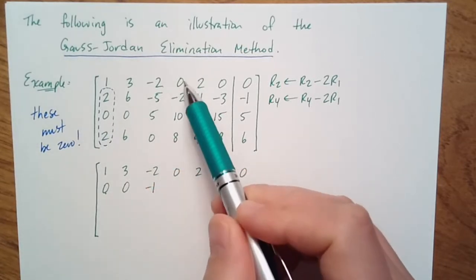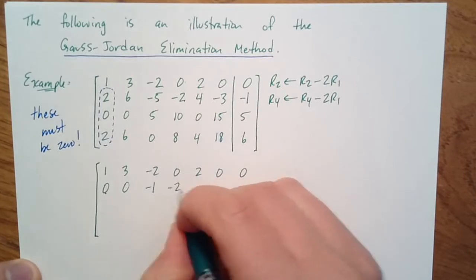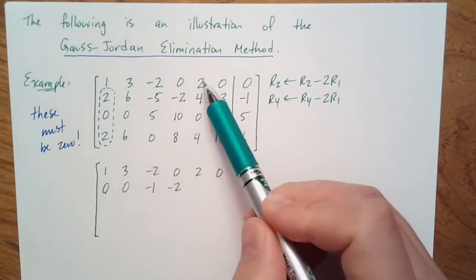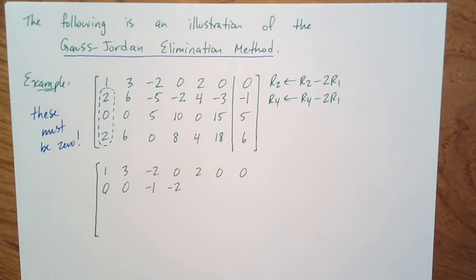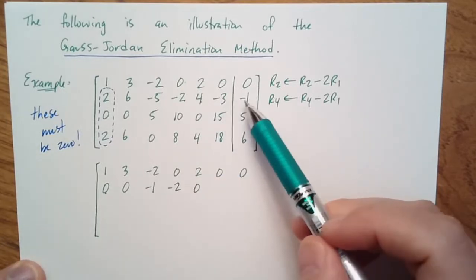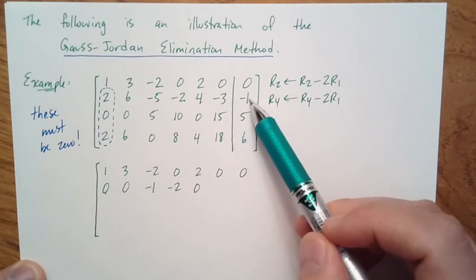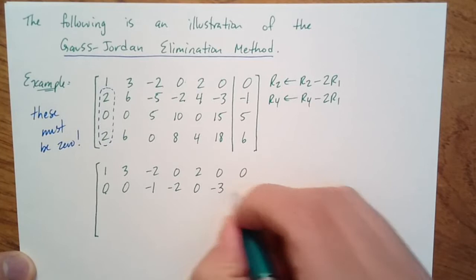Negative 2 minus 2 times 0, that'll still just be negative 2. If I go 4 minus 2 times 2, that's really 4 minus 4. So you're going to have 0. The -3 and the -1, they won't change. So we can just write those down.